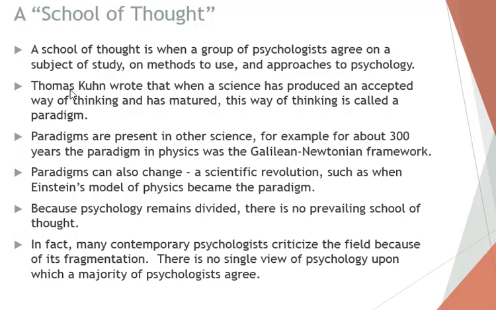Thomas Kuhn, and by the way, Thomas Kuhn wasn't a psychologist. He was a physicist who passed away I think just a couple of decades ago. I don't think it was that long ago. But he wrote that when a scientist produces an accepted way of thinking, that is called a paradigm. And you hear that word a lot. I like to use that word a lot. A paradigm is a mechanism by which we do something, or a way of thinking.